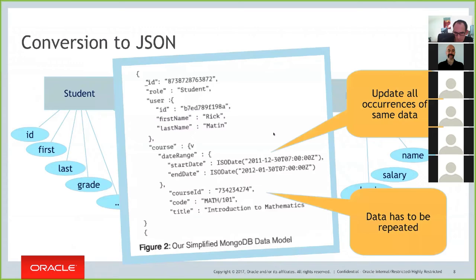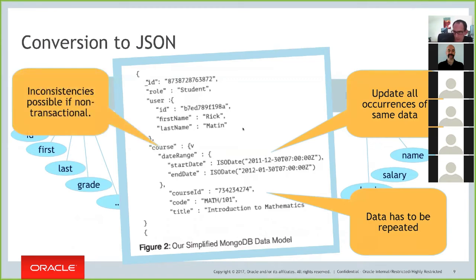And if you want to update one of these values, let's say you want to have mathematics start a week early, you would have to go to every student, check if they attend this math course, and then update the same data over and over again. So now if your database is non-transactional, like the database in question here is, then you might have inconsistencies as well.